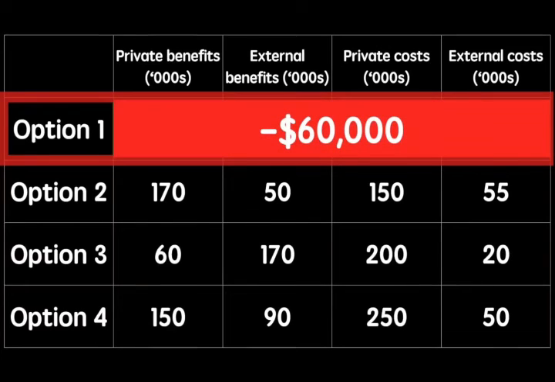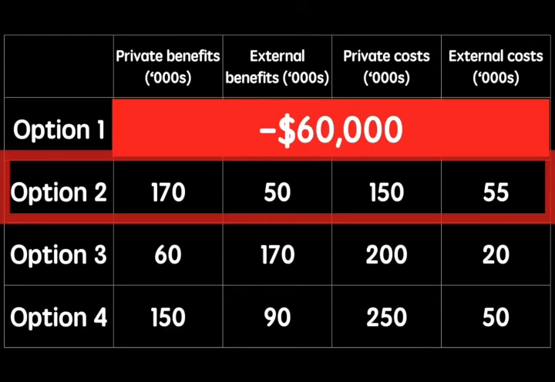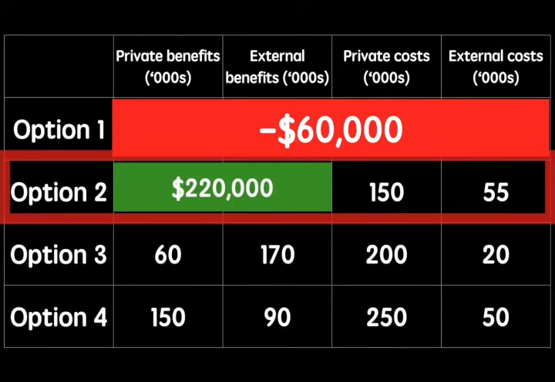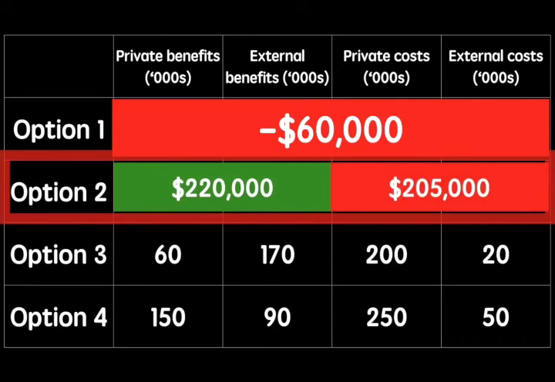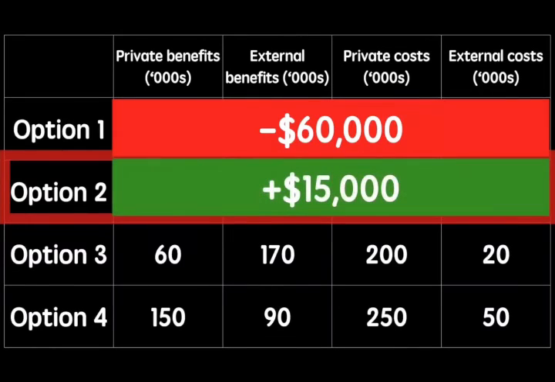Let's use the same approach to solve for the rest of the options and see if we can find one with a positive net benefit. Moving on to option 2, we can see that the sum of the benefits is $220,000 and the costs are $205,000. The net benefit is therefore $15,000.